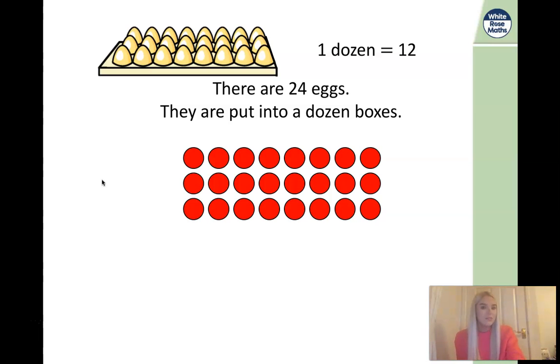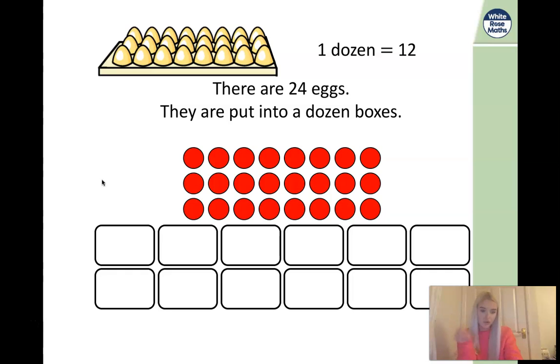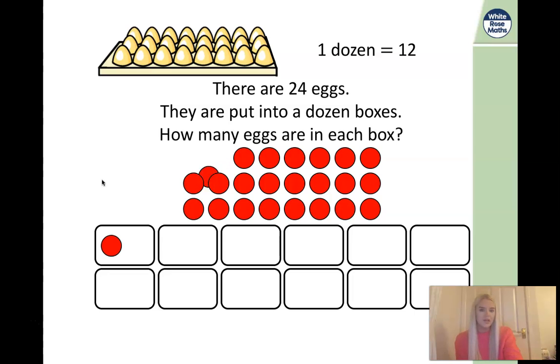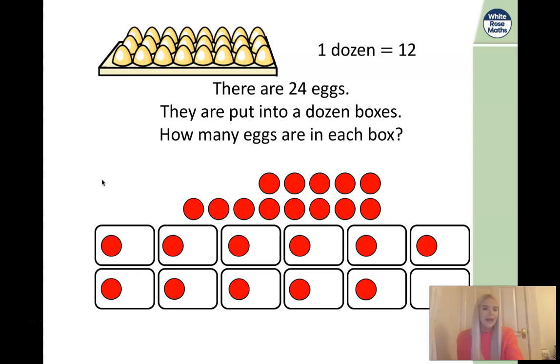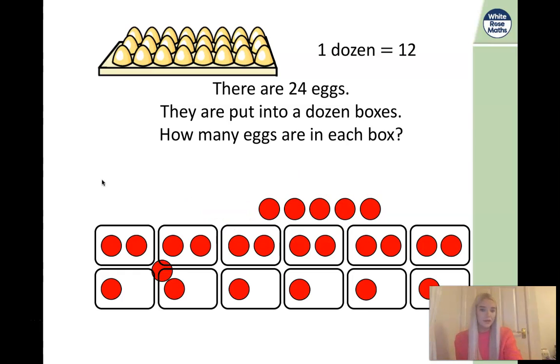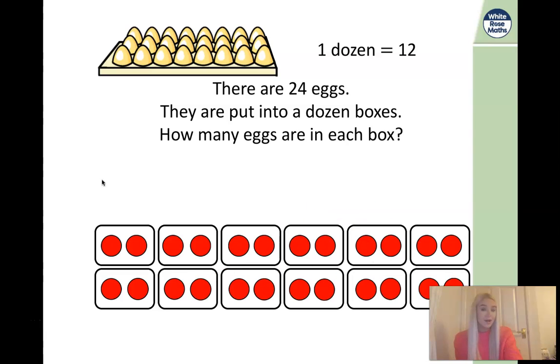So they're put into a dozen boxes, and this time we have 12 boxes. So I'm going to draw those out, as you can see on my screen. And first of all, I'm going to have a go at putting 1 egg or counter in each box. We want to find out how many eggs are going to be in each box if we have 24 and 12 boxes. We can still see we have some eggs left over. We're going to try and put them in another box, and I'm hoping that they all fit equally, because that would make me very happy if they did. So I'm going to pop those in there now. And I can see that my 24 eggs have perfectly fitted into 12 boxes, a dozen boxes, perfectly.